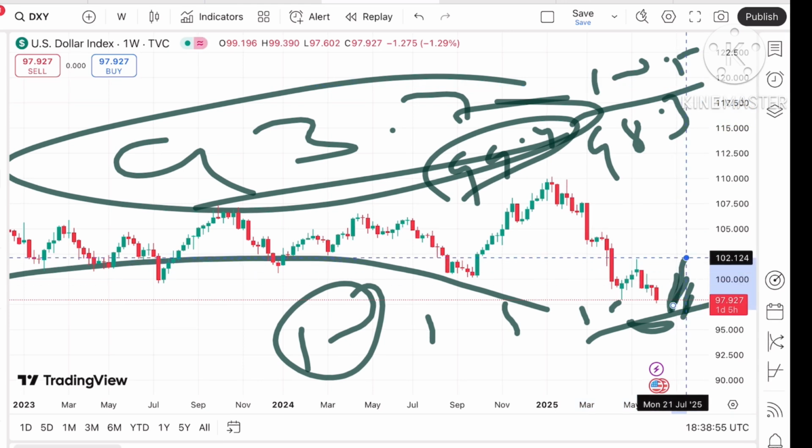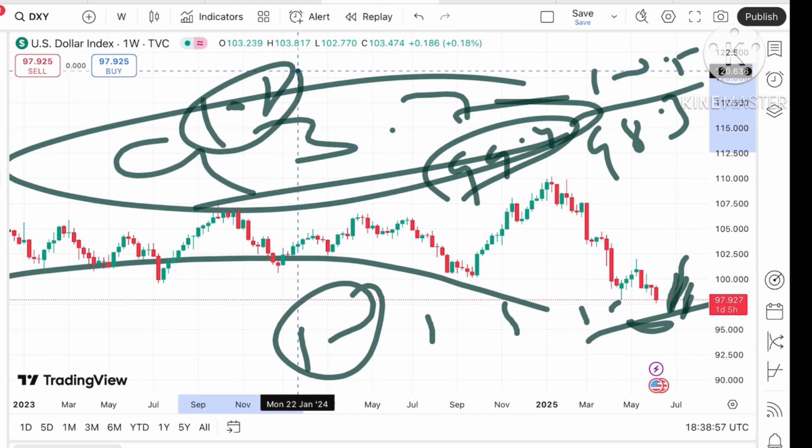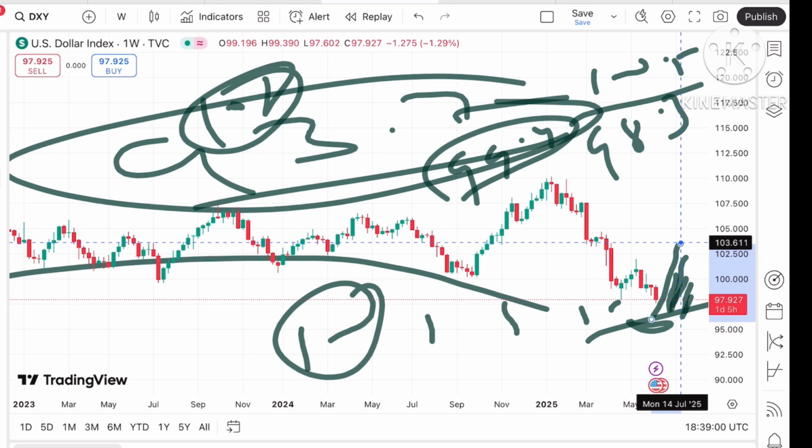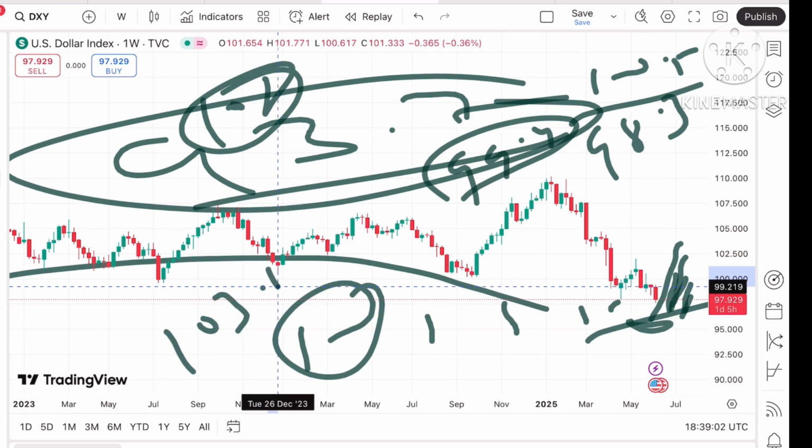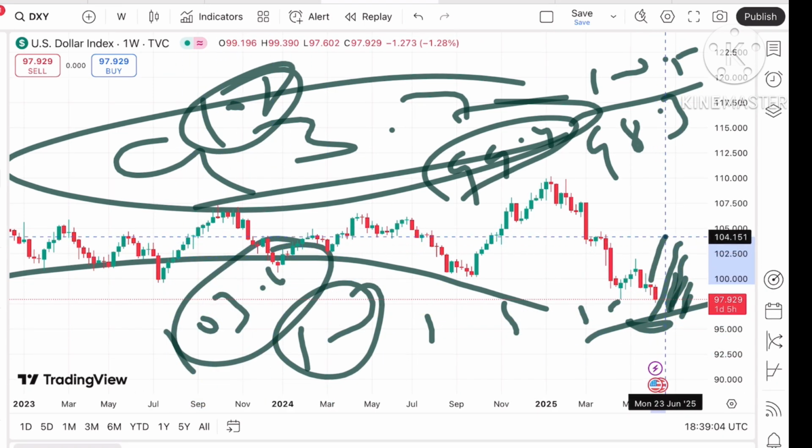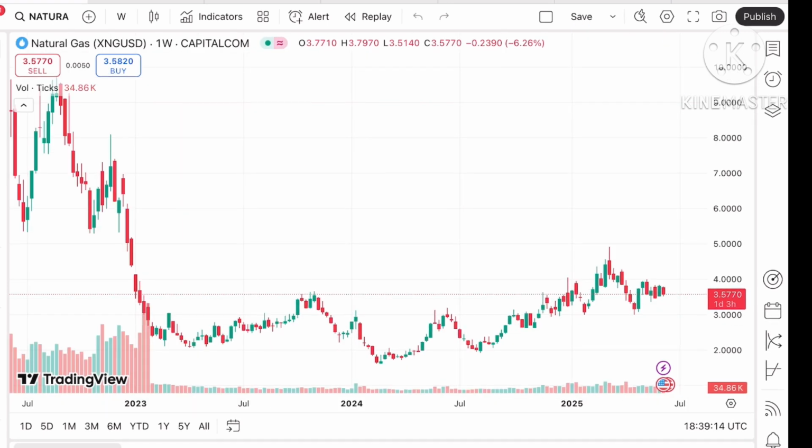Suppose the price sustains above 100.5, it can touch a level of $102, and from there we can see a further upside towards 103.6, then a further high towards a level of 104, and then further upside. Let's get back to the natural gas price, what we can see.